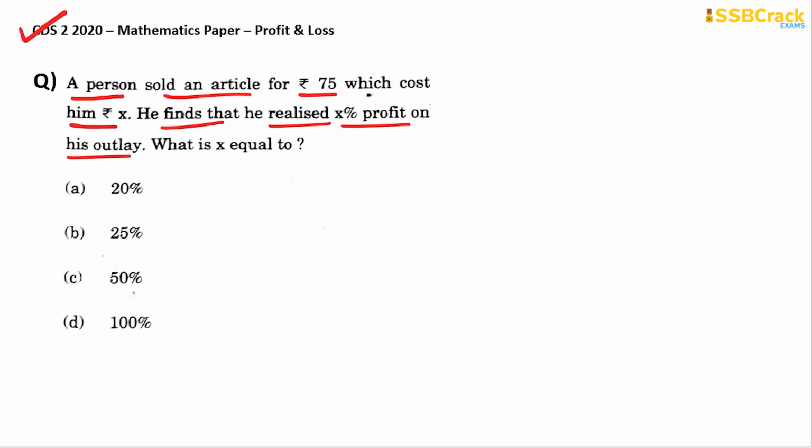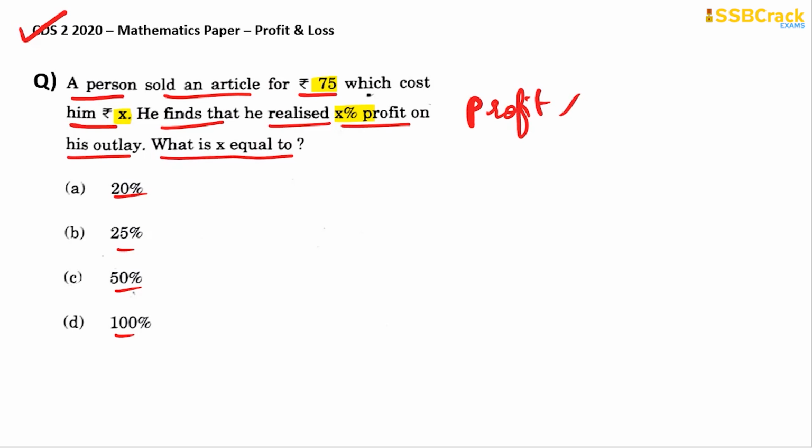The spending only, okay? So what is X equal to? Is it 20%? Is it 25%? Is it 50%? Or is it 100%? So clearly in the question, we know the SP, we know the CP, and we know the profit percent. So it's a straightforward usage of the profit percent formula, right?